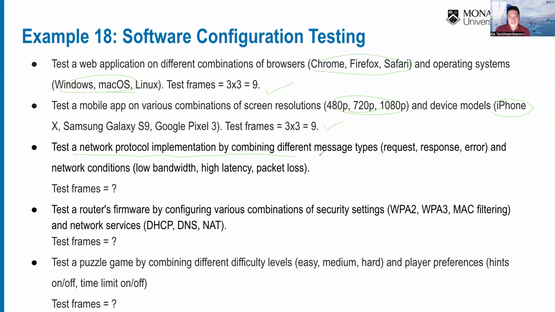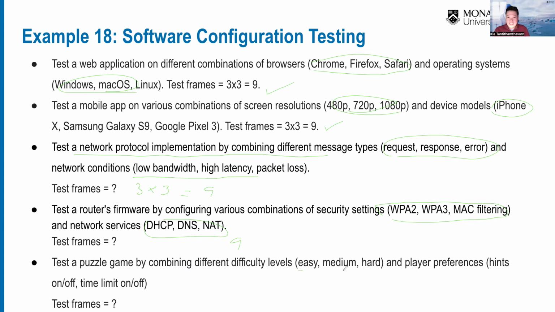Network protocol implementation, you got three message types: request, response, error, and network conditions at low bandwidth, high latency, and packet loss. So in total, what do we need? 3 times 3 equals 9. Oh, way too easy, okay? Test the router firmware by configuring various combinations of the security testing. You look at the three security types, WPA2, 3, and MAC filtering, and three types of network device, network service. How many? 9 again, easy. All right.